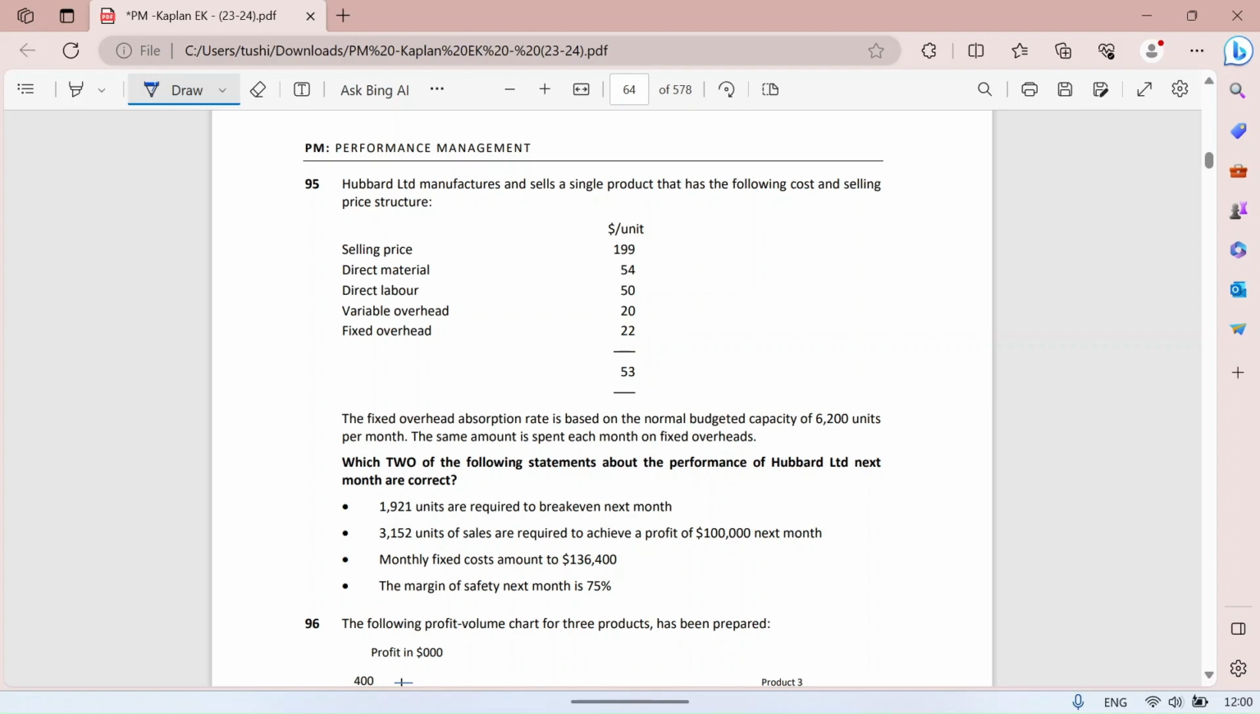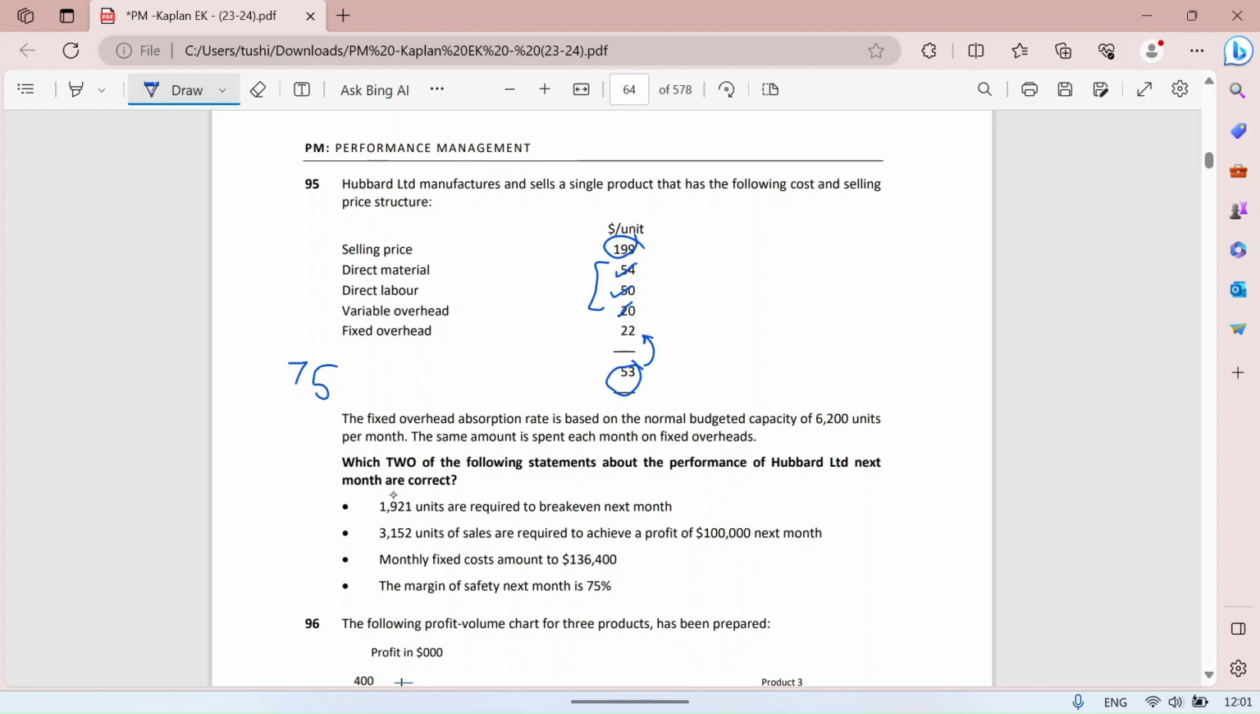So first of all, let's find out how much the break even point is. The contribution is your sales price minus your variable cost. The sales price over here is 199, and my variable costs are 54 for material, 50 for labor, and 20 for variable overhead. If I subtract all of these three figures from 199, I will have my contribution, which comes out to be $75. Another way to work this out is to take 53 and add 22 to this, and you arrive at the same answer, $75.